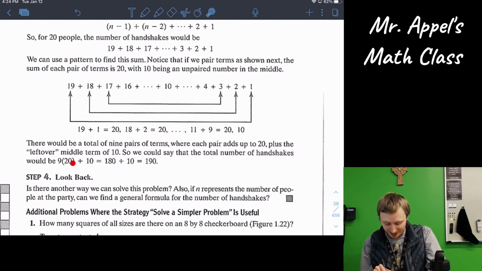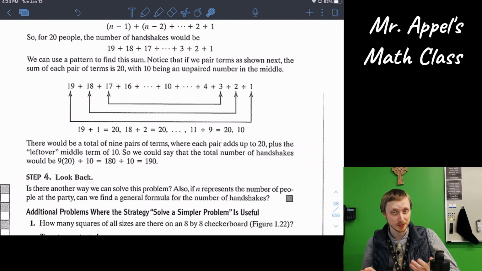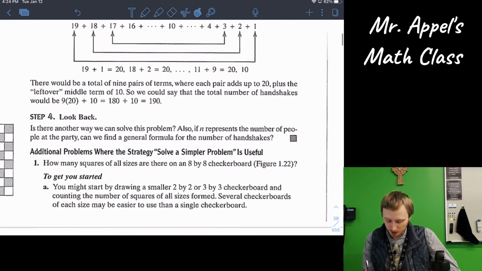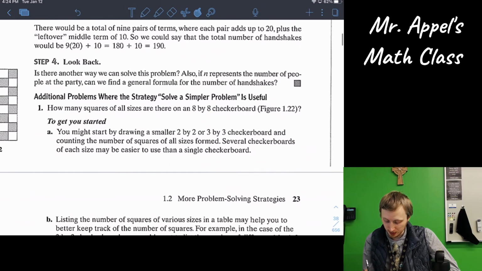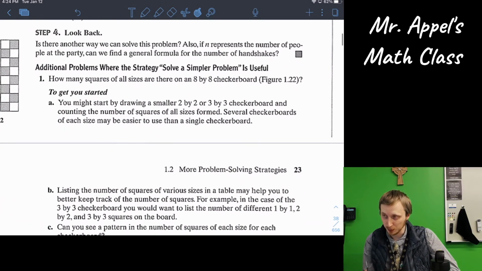So is it always n times 9? Well, would the 9 change? Would the 10 change? How does that affect our computational result? Something to consider. If you want to stretch your legs even further, here are some additional problems where solving a simpler version will be useful.